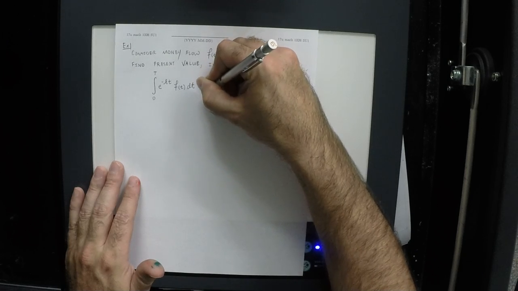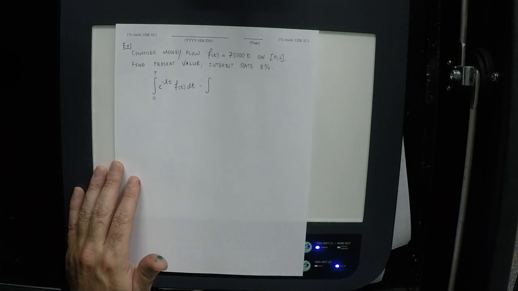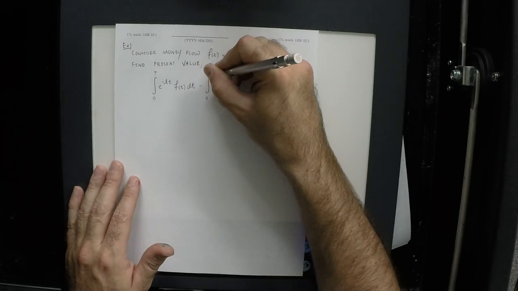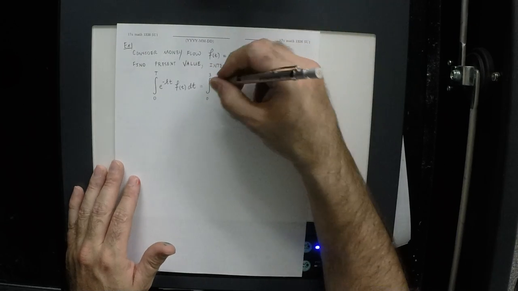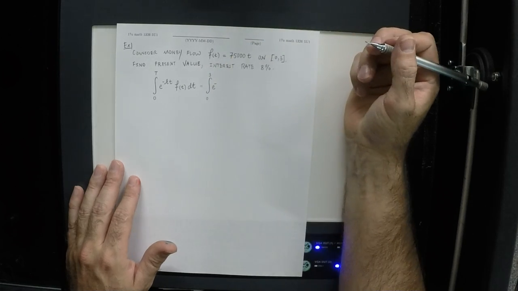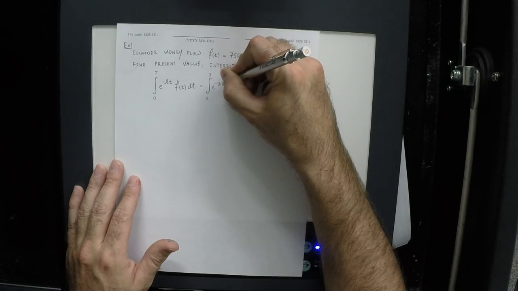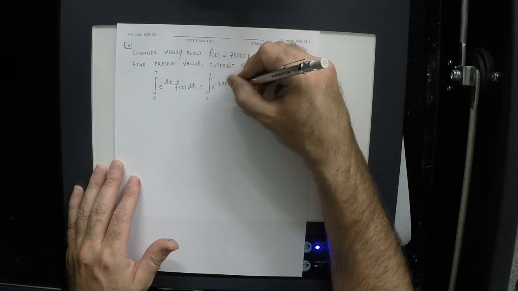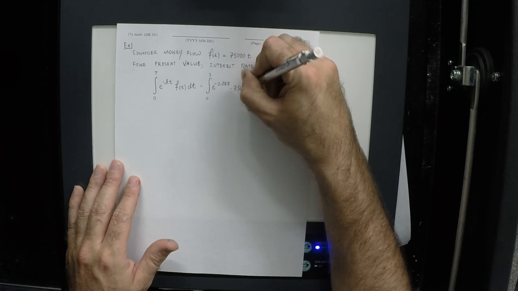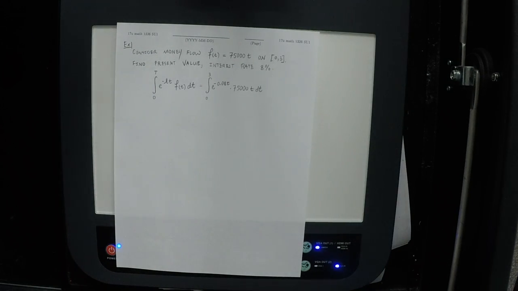So in this exercise, what are the limits of integration? 0 to 3. And then exponential negative, how do we write that interest rate? 0.08 t, and then multiplied by 75,000 t dt. Okay, so is there any question why, in the end, that's what this exercise is requesting of you?